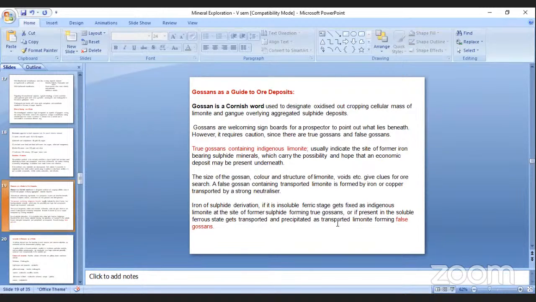And now this is a false boxwork. The false boxwork contains transported limonite, and it is found away from the iron or copper deposit. Iron of a sulfide derivation: if it is insoluble, the ferric state gets fixed as an indigenous limonite at the site of the former sulfide, and it is forming the true boxwork.